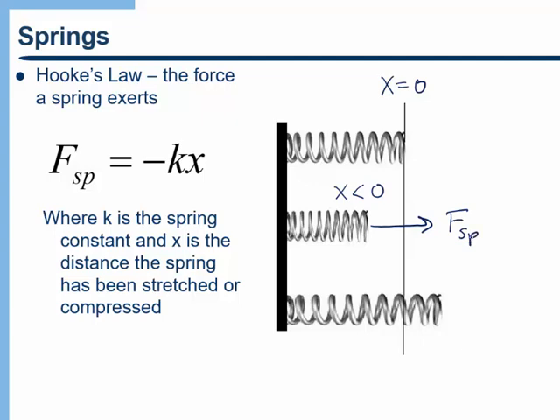On the other hand, if I stretch my spring some distance greater than its equilibrium position, notice that what the spring wants to do is pull back, or exert a force to the left. So that's why there's a minus sign in Hooke's law. If I stretch it in the positive direction, the force is in the negative direction, and vice versa.